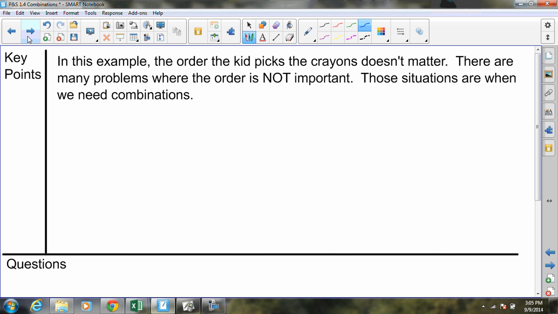When we were doing permutations, we said, yes, first, second, third is important, like a race. Here, the order is not important. When you're doing problems, you will have to ask yourself, is the order important? Whether it's yes or no will determine whether you do combinations or permutations.